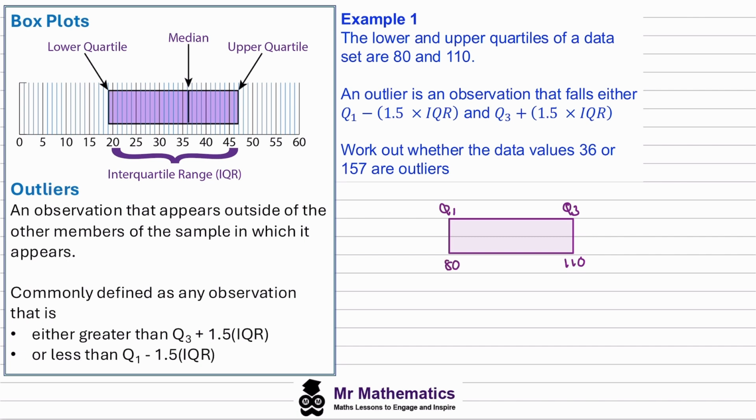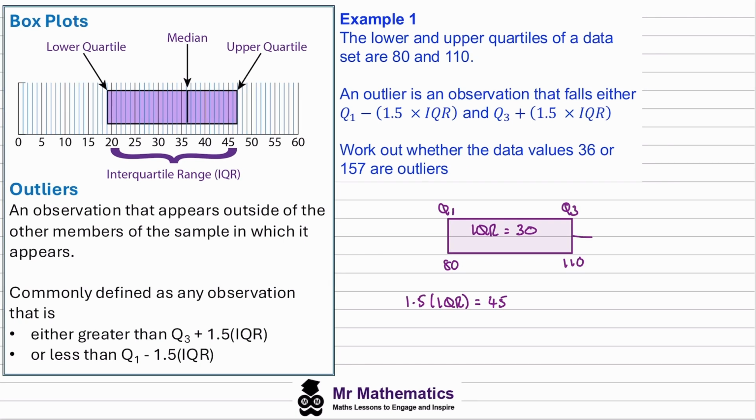We don't need to use the median to identify an outlier. So our interquartile range will be 110 take away the 80. This will give us an IQR of 30. So now we need to work out 1.5 times this interquartile range. And 1.5 times 30 will give us 45.